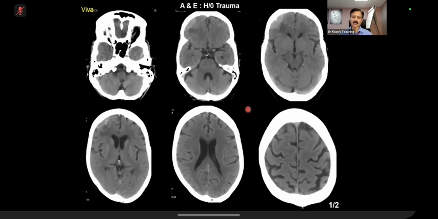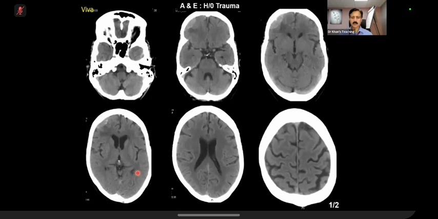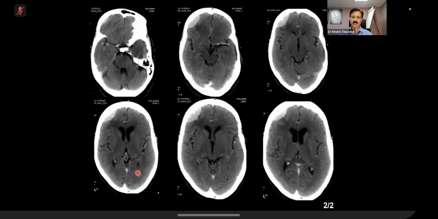And look at this slice. Anything comes to your mind? There is some calcification at the periphery of it as well. How do you explain that? Well, it's an old collection with some infection or maybe some. What do you think this is? The calcification shows there's a chronic process.